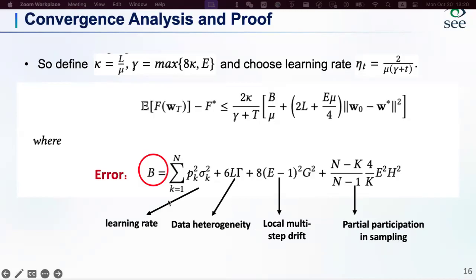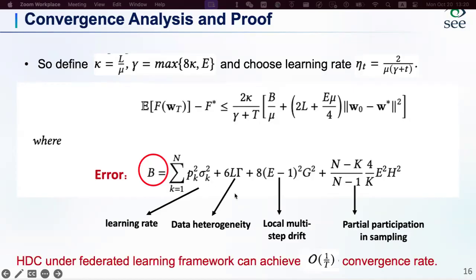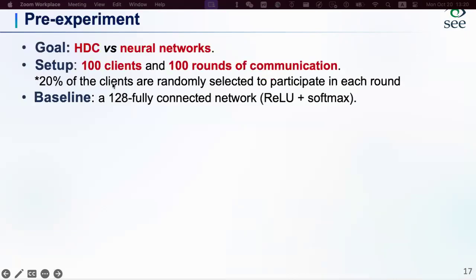Through the convergence derivation, we can obtain that HDC in federated learning can achieve a convergence rate on the order of 1 over T. Since the proof process is too long, I just give the conclusion. For the detailed process, you can refer to the appendix of the paper.